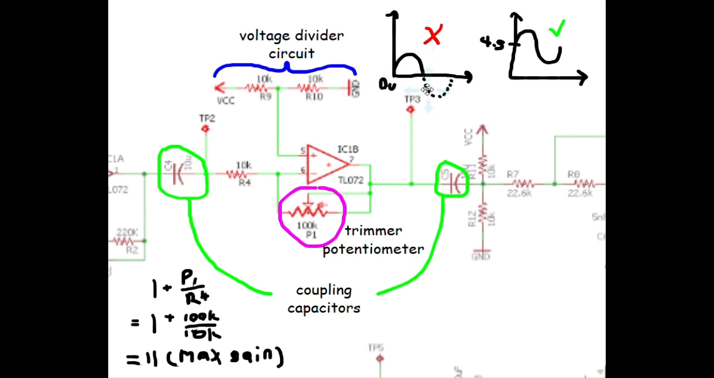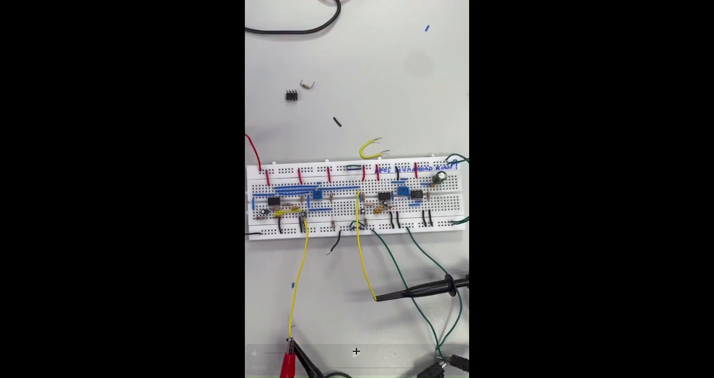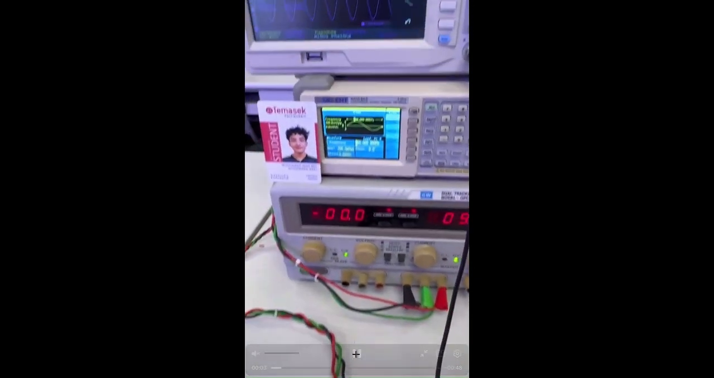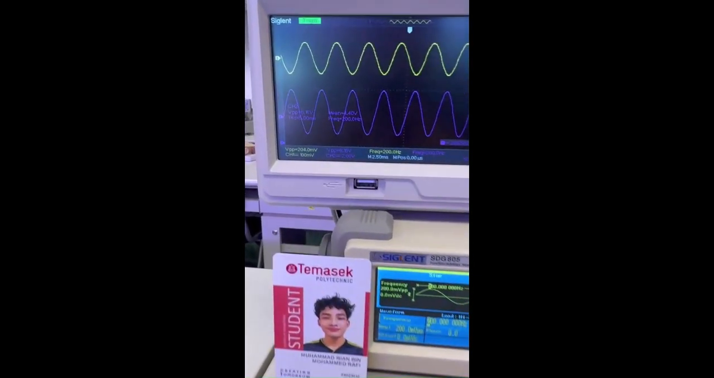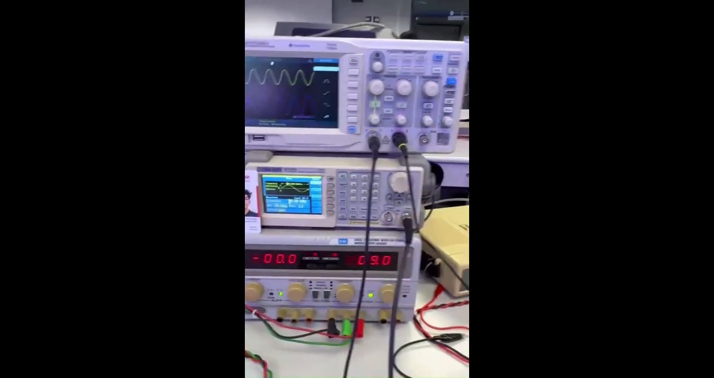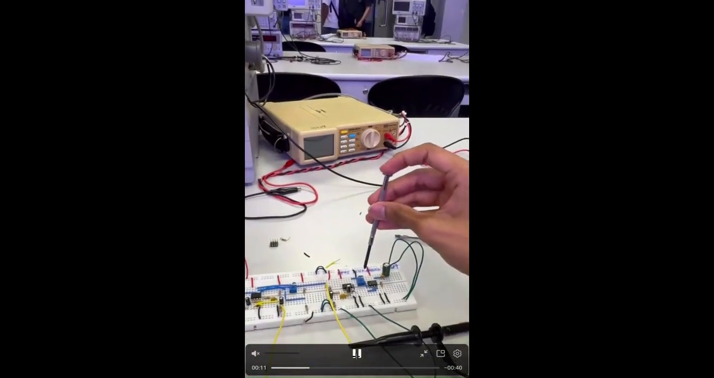Since it is a non-inverting amplifier, we use this formula to determine the gain. Assuming the trimmer is at its max resistance, this is the max possible gain we could get from this amplifier. This is me measuring my TP3 in my own circuit. So this is the waveform shown at the oscilloscope with a voltage peak to peak of 6.16 volts.